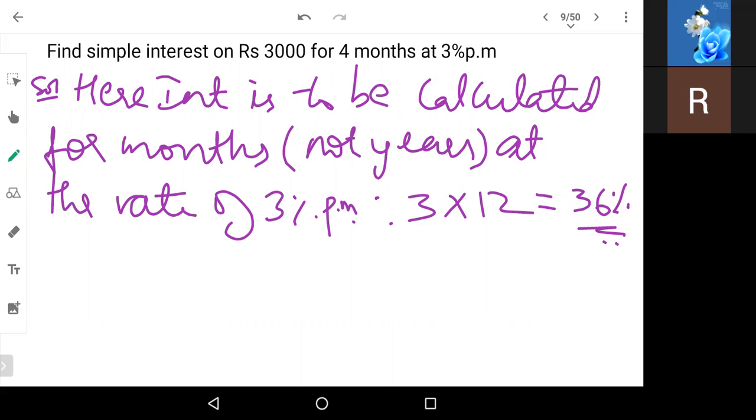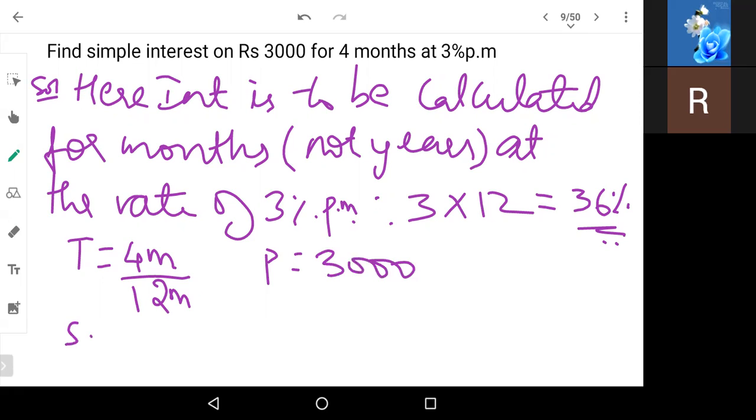Now, if you take the time as 4 months and want to convert this to years, you have to divide it by 12 months. When you divide 4 by 12, you can take the decimal number, or you can take 4 by 12 also. That also will work. And what is the principal? 3,000 rupees. Now let us calculate PTR by 100.